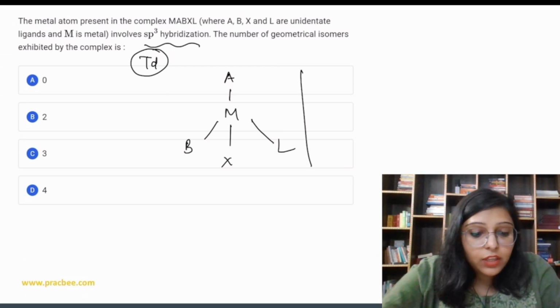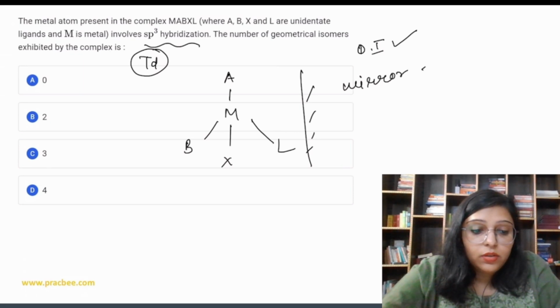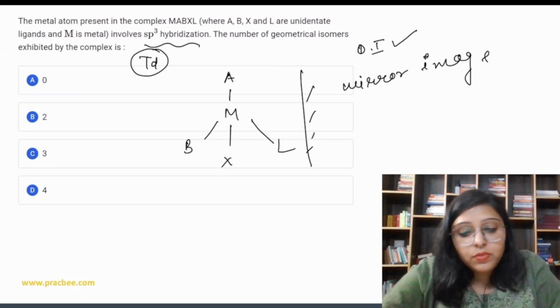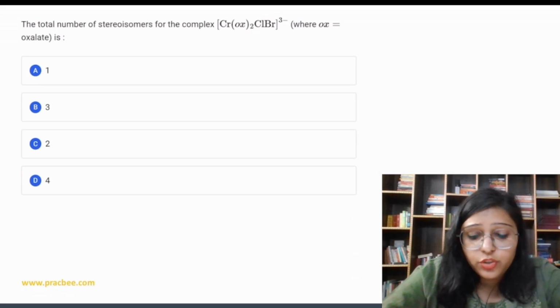Here we can have the optical isomers, right? Here we can have the optical isomer. We can have the mirror image of this one. Okay, so geometrical isomers 0. So option A is the correct answer. Now let's do the next question.